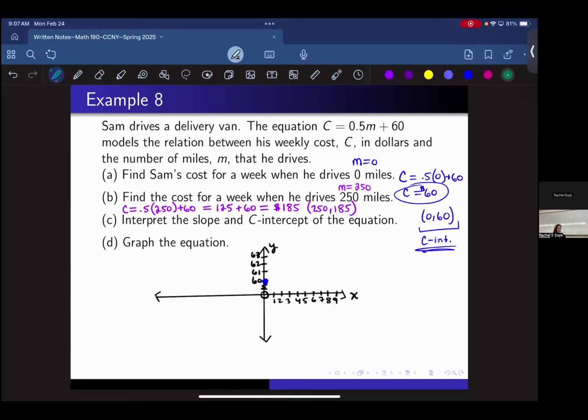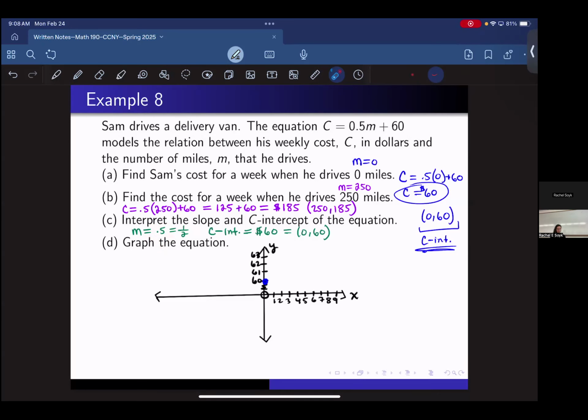Part C, we have interpret the slope and the C intercept of the equation. Well, our slope is just 0.5, which is 1/2. And then our C intercept, our starting value, our initial costs without even driving any miles, is $60. And as we drive additional miles, for every 1 mile we drive, we're adding on some more money, or really, for every 0.5, we're adding on an additional dollar.